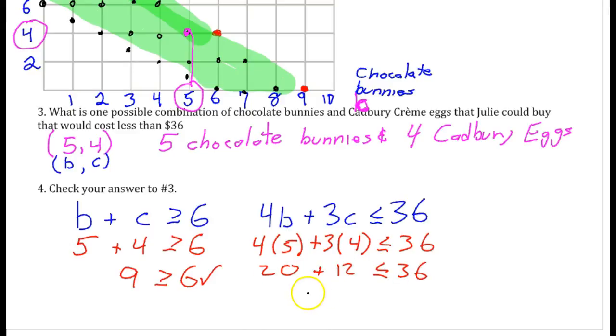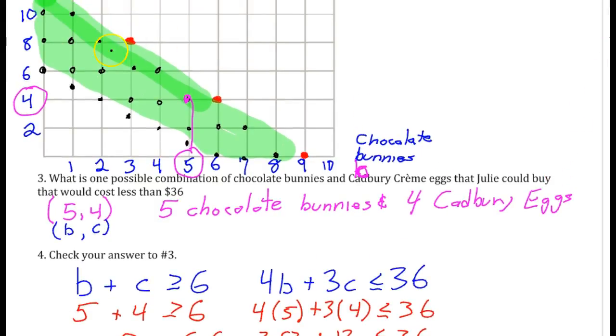And 20 plus 12 is 32, which is definitely less than $36, which you don't really need to worry about if it's going to be true or not, because that's why it's in the shaded region. As long as you graphed properly up here, I could have picked any one of these. I could have picked this one, like 1 chocolate bunny, 8 eggs. It would still be more than 6 and less than 36. That's what all these have in common.